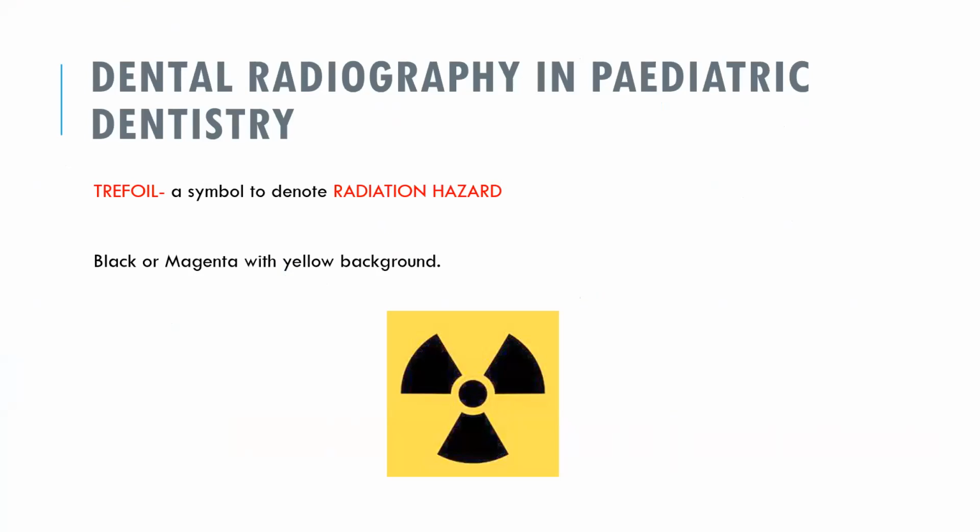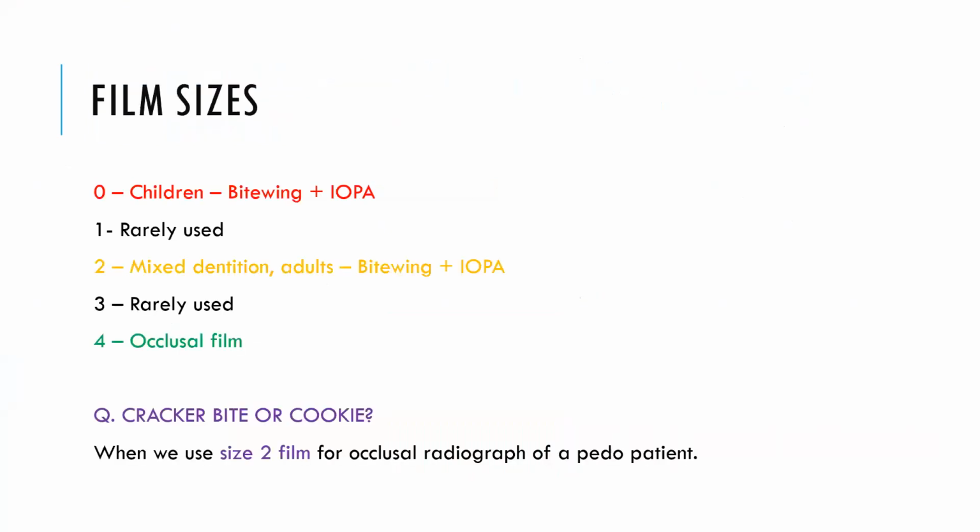So look at this symbol first. This has a yellow background and there is a symbol in between which is black in color. This can be in magenta also. This symbol is known as trefoil and it denotes the radiation hazard. Okay. Then we have various film sizes.